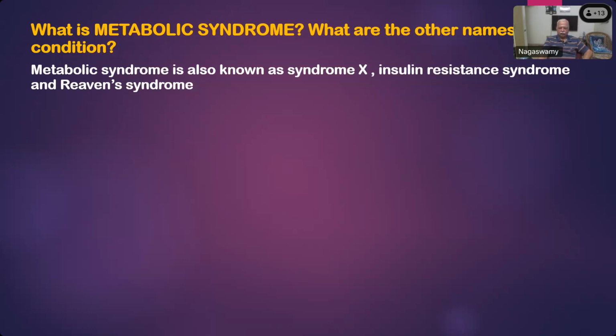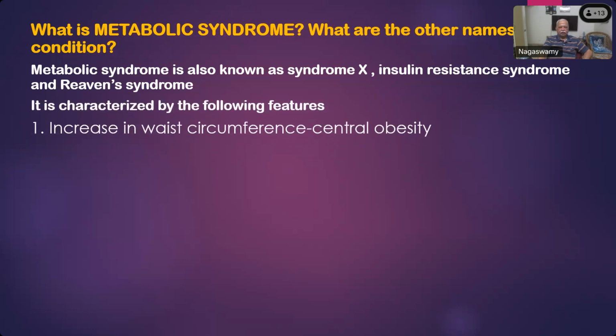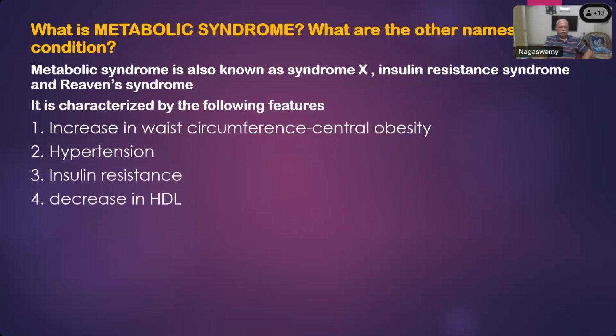So the other names for this metabolic syndrome are all these 3 names, and it is characterized by increase in waist circumference. That is, they should have central obesity, they should have hypertension, insulin resistance, decrease in HDL. What is HDL? High density lipoprotein. Is it good cholesterol or bad cholesterol? It's a good cholesterol. Even though the name looks like it is high density, it is good cholesterol. So that also decreases, and increase in triglycerides.